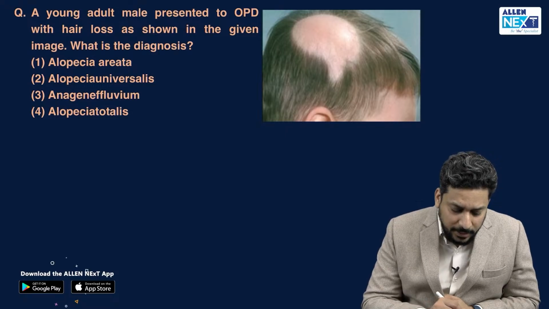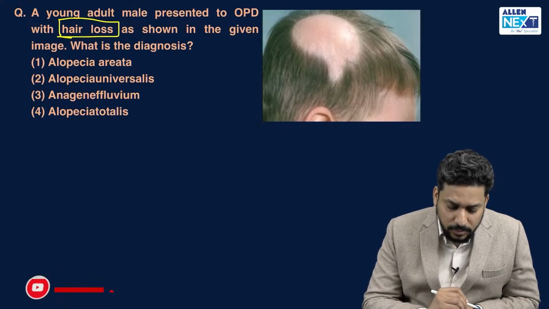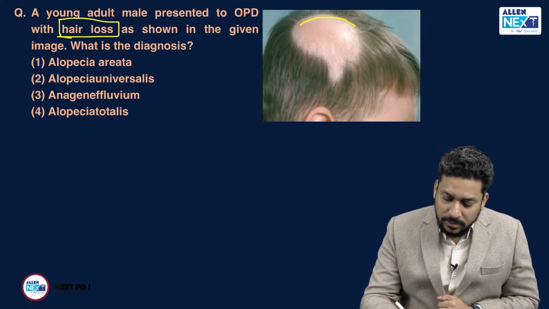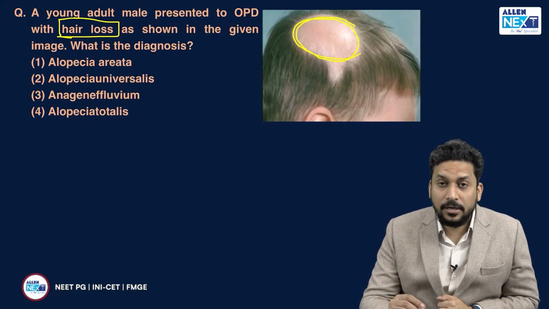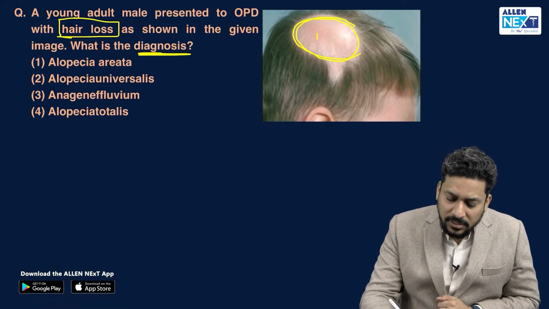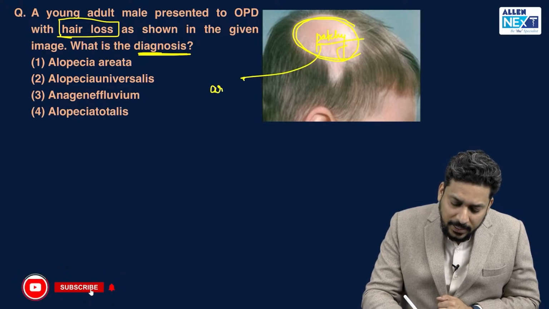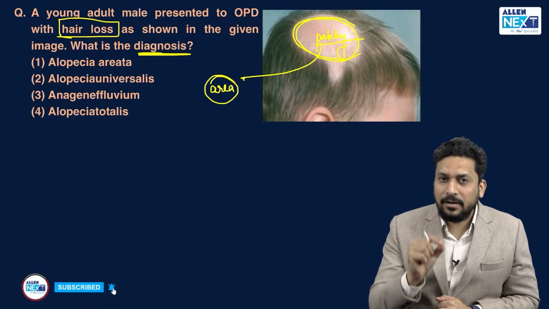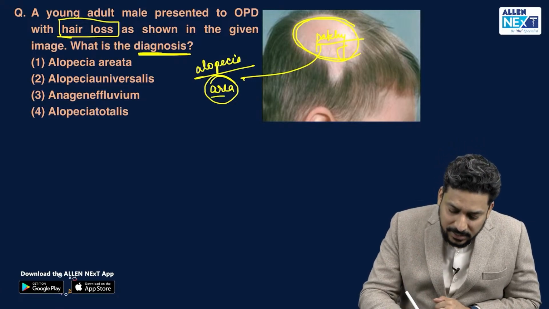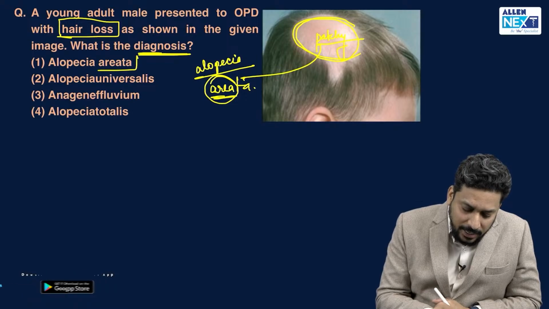Then, a young adult male presented to the OPD with hair loss. So the patient has alopecia, hair loss. As shown in the image, there is a patch of complete hair loss. What is the diagnosis? All of you know such type of patchy hair loss. Patchy means there is one area which is involved. So there is hair loss, that is alopecia, and this is involving an area, that is areata. So this is alopecia areata.